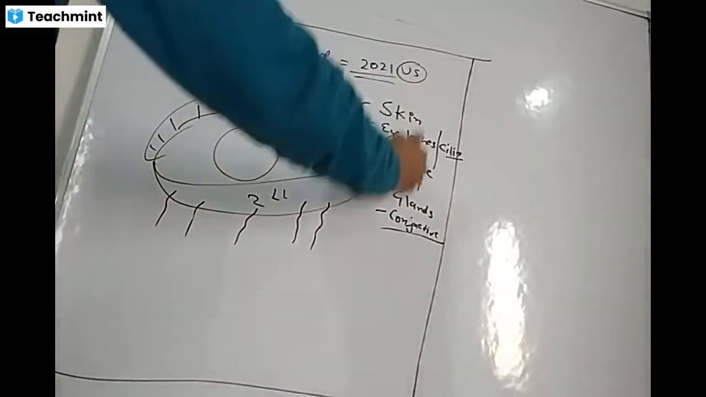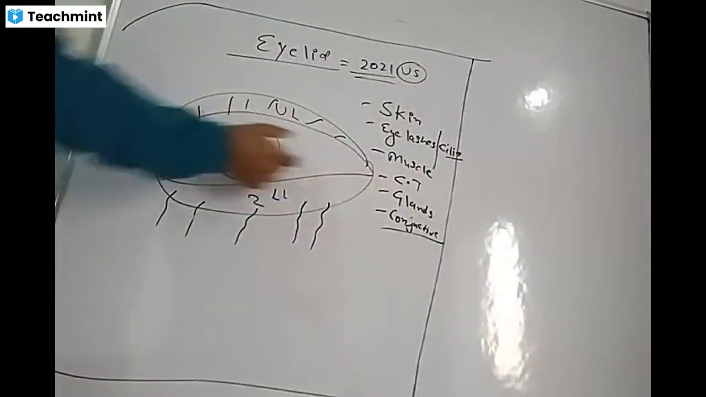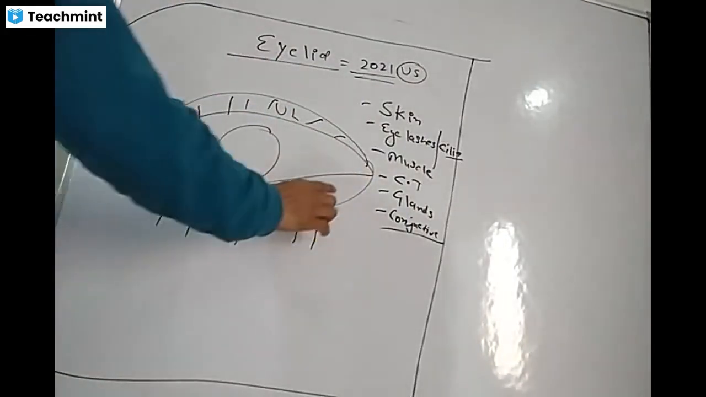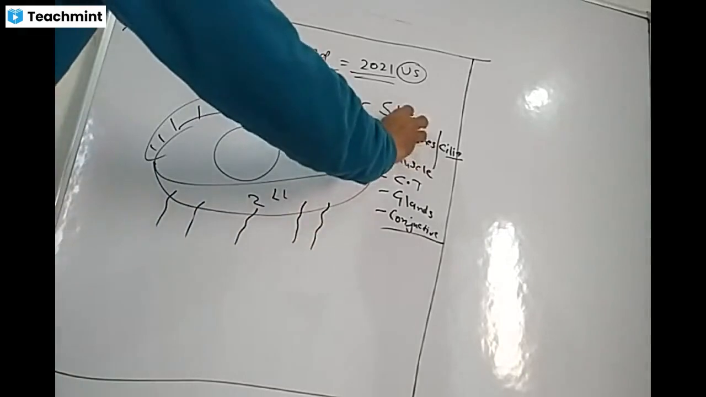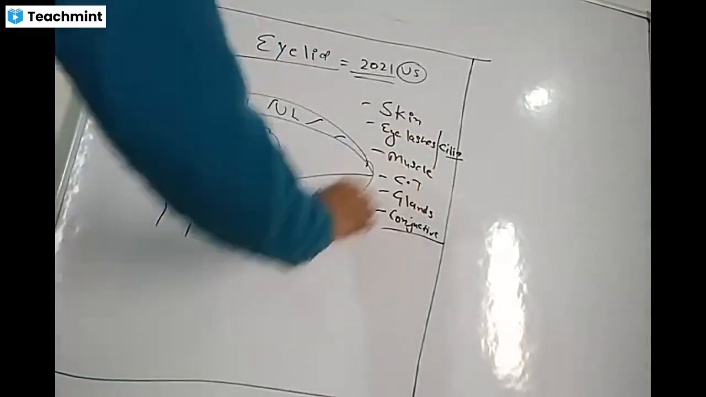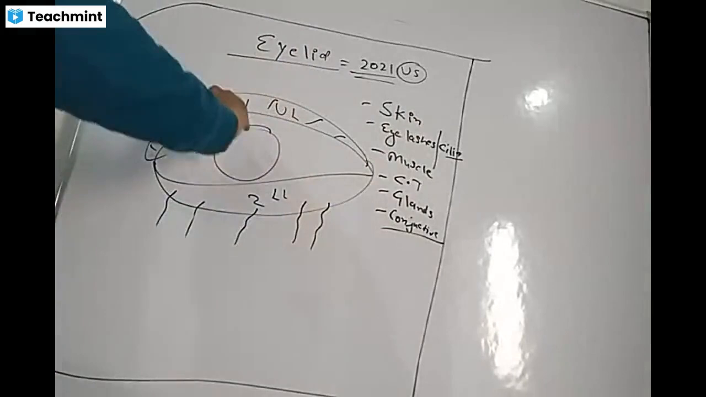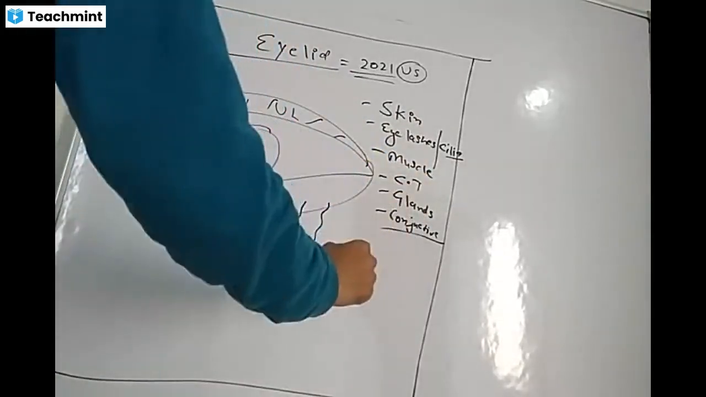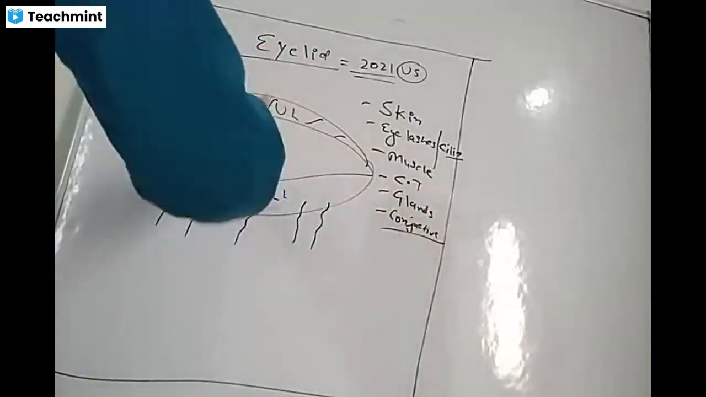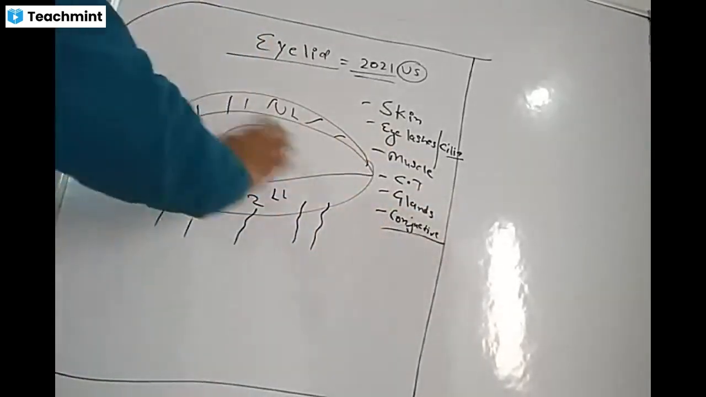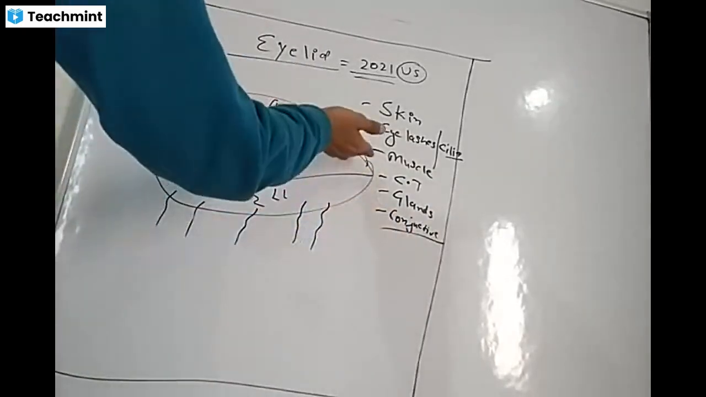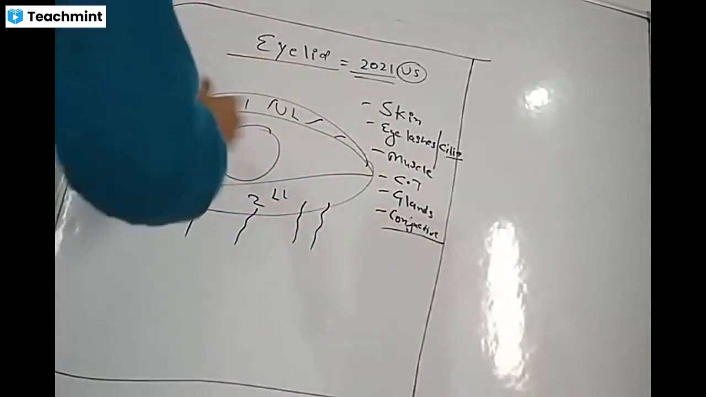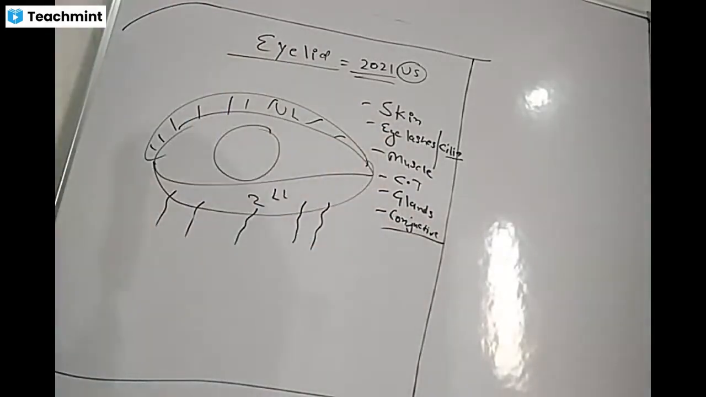So these are the structures which constitute your eyelid: skin with eyelashes, muscles to open the eyelid or to close the eyelid, some connective tissue, glands, and lining of the eyelid, that is conjunctiva. Conjunctival lining of the eyelid is called palpebral conjunctiva. If it is present on the eyeball, we call it bulbar conjunctiva.